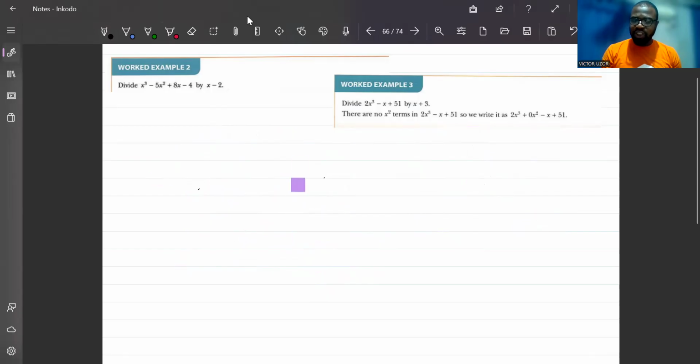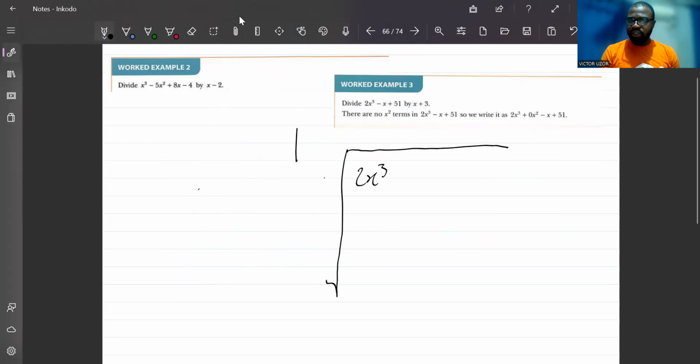You still do the same thing that you did in the first one. So you write it like this. You put this one inside, which is 2x raised to the power 3 minus x plus 51, and you divide by x plus 3. So you still do the same thing here.